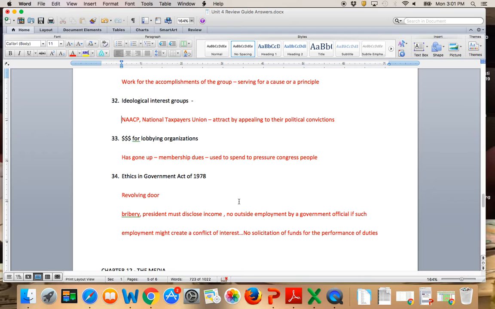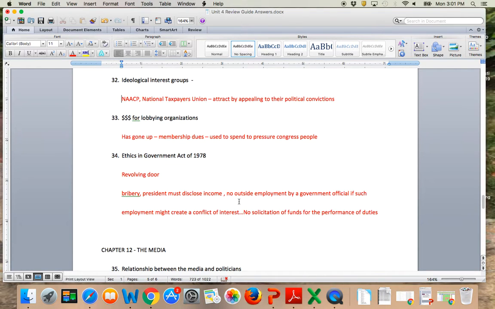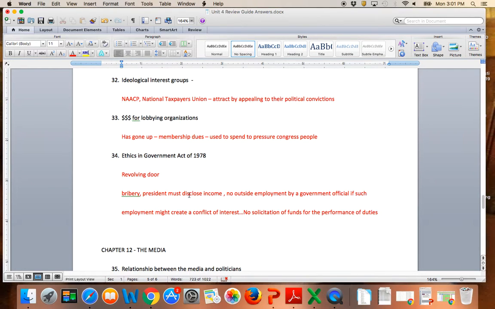The Ethics in Government Act of 1978. This limits bribery. The president must disclose where they're getting their income from. No outside employment by a government official if it has some conflict of interest. So you can't have another job that would have a conflict of interest. Now this creates the revolving door: individuals leaving a government position to go to an interest group to promote those ideas or use those connections, or vice versa.